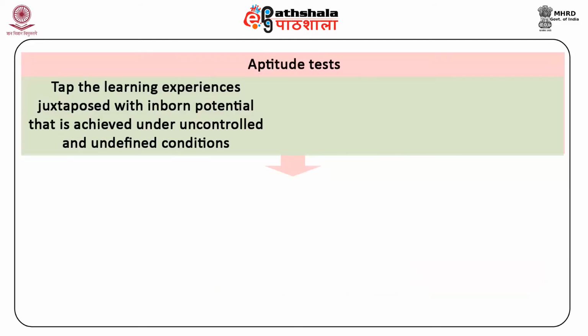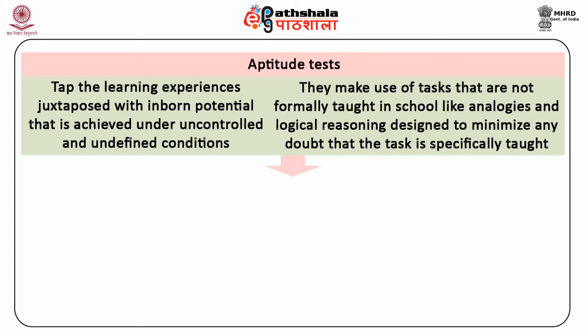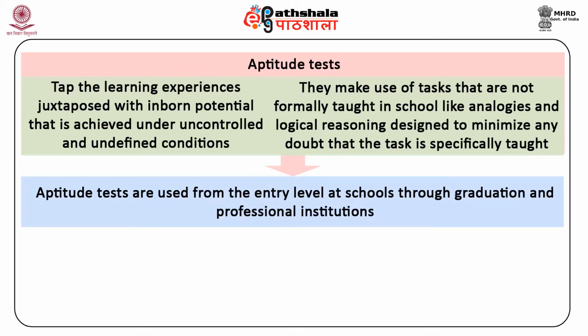Aptitude tests tap the learning experiences juxtaposed with inborn potential that is achieved under uncontrolled and undefined conditions. They make use of tasks that are not formally taught in school, like analogies and logical reasoning, designed to minimize any doubt that the task is specifically taught. Aptitude tests are used from the entry level at schools through graduation and professional institutions. At the entry level, an aptitude test is also referred to as a readiness test as it assesses the readiness of a child for learning. As the grade of education goes up, the term readiness gets replaced by aptitude.